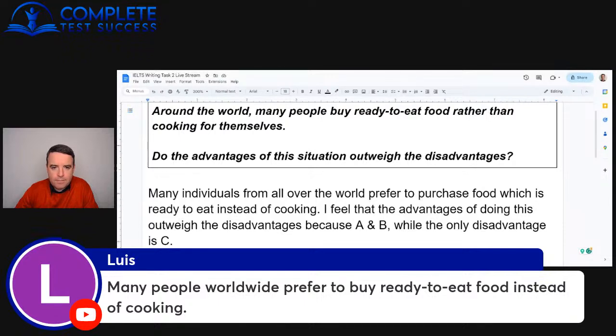Good. There are a lot of words that you've copied from the text, but I think you've made a wise decision. Ready-to-eat food is a very specific thing, and I think just writing it that way means that you're definitely accurate. You're not worried about paraphrasing the question incorrectly. So that's a good job. I would just put worldwide at the beginning.